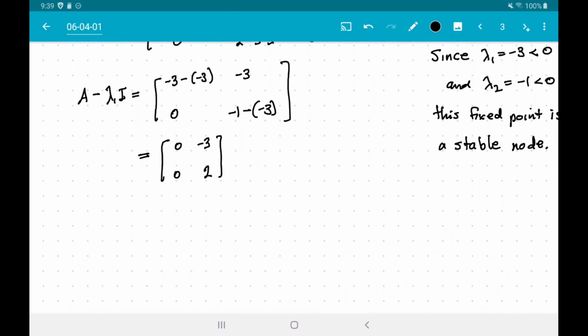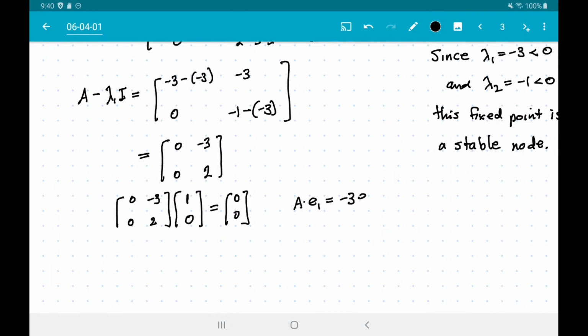Okay, we need a non-zero vector that's in the null space of this matrix. And there's always many to choose from, but this needs to be 0, right? Because we want this to be 0. And this one, we may as well just choose to be 1. So A times E1 is actually equal to -3 times E1, and you can check that out. So there's E1, the eigenvector that's easy to find.